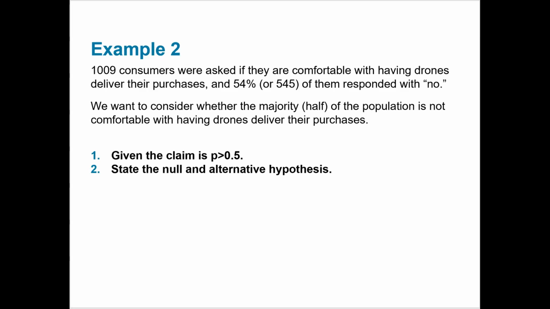So we know that the claim is P is greater than 0.5, so state the null and alternative hypothesis. So essentially the question is, does the claim have equality? And it doesn't, it's greater than, so that would become our alternative hypothesis. And so our null hypothesis would be the one with equality, that value with equality. And then we would note, okay, this is the original claim.